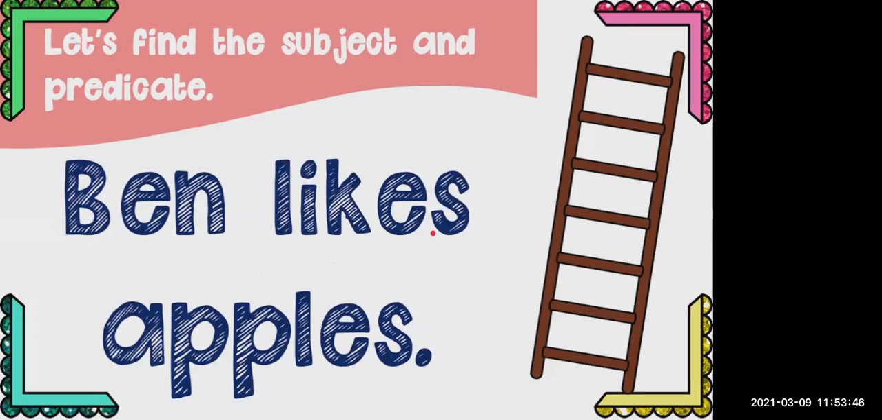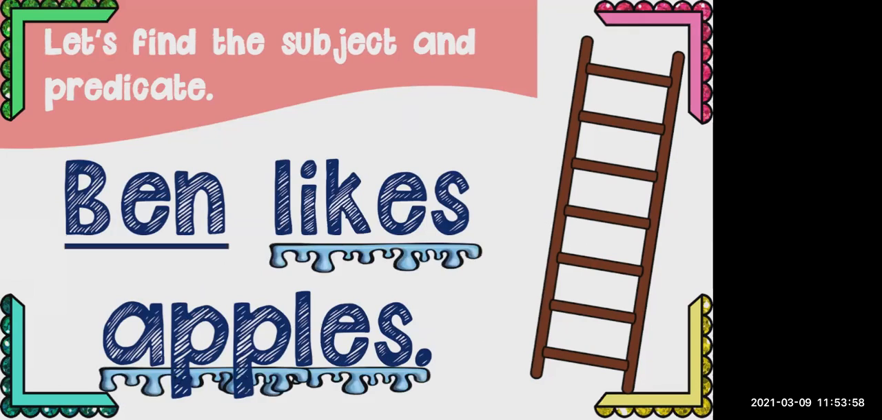Ben likes apples. What is the subject of that sentence and what is the predicate? So Ben is the subject of the sentence and likes apples is the predicate. Good job. If your partner got it right, they get to step up to the next ring.